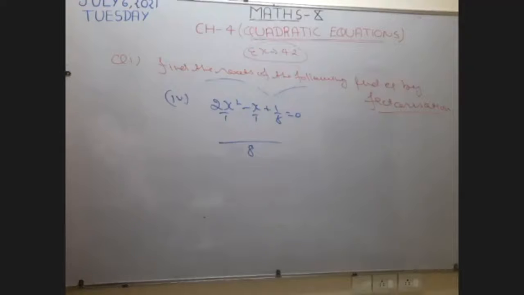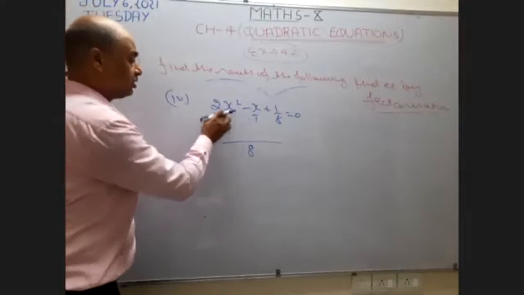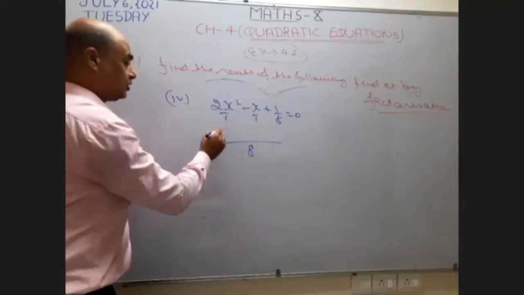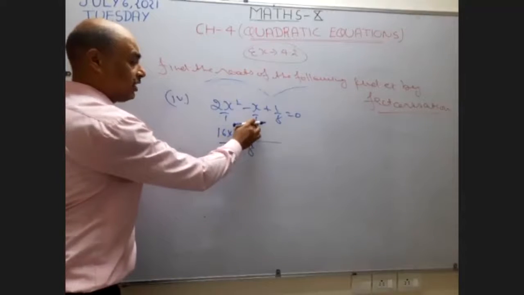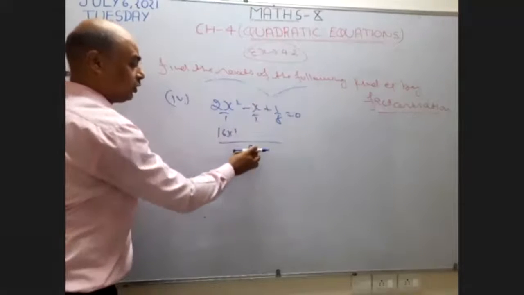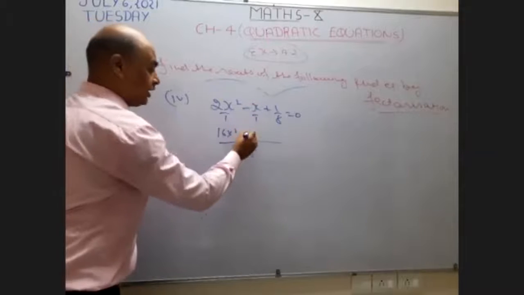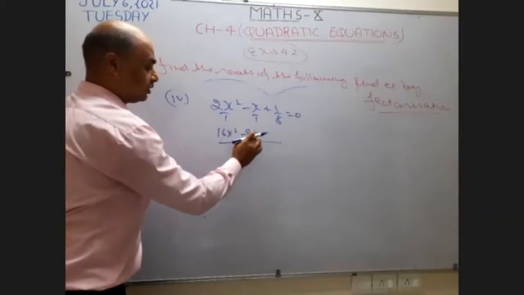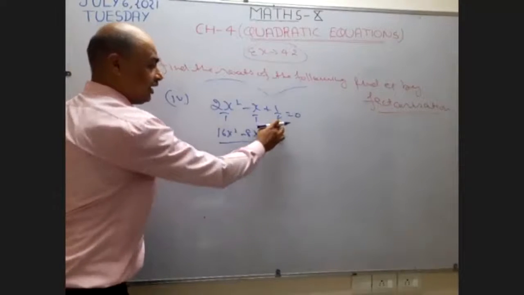Okay? Now see, 1 is there, it means this number is going to multiply by 8. 8 twos are 16x square. Again, 1 is there, it means this number is going to multiply by the LCM. 8 into x becomes minus 8x. 8 is going to cancel with.